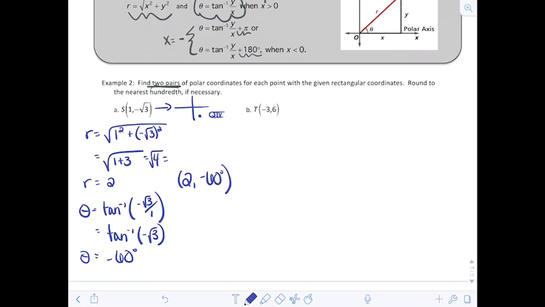However, I need another one. So if I think about 2, negative 60, it could also be 2 and a positive 300, just to get another point for the same location.